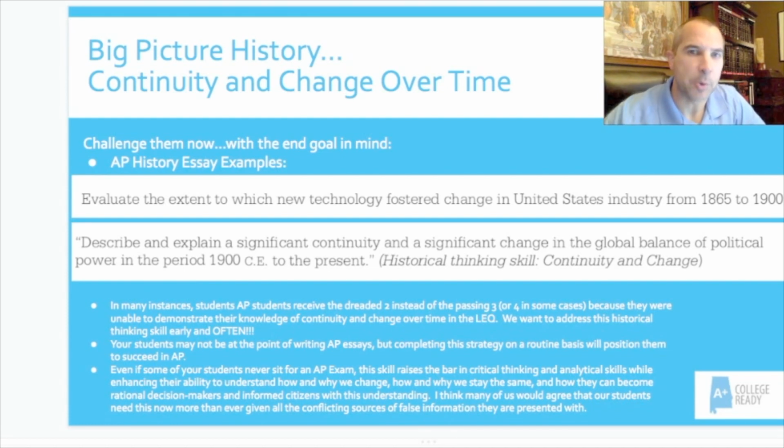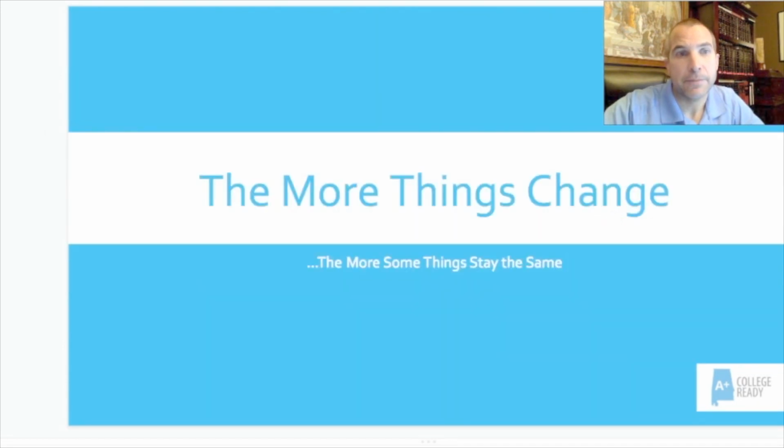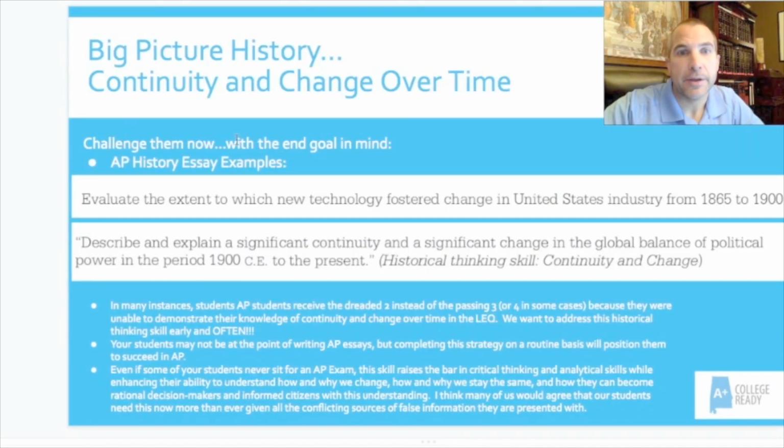Here are some examples of questions that we've seen from U.S. history. Evaluate the extent to which technology fostered change in United States industry from 1865 to 1900. The first thing that students should do is look at the time frame. Go ahead and find the bookends, so to speak: beginning with 1865, ending with 1900. So within that span of time, in this case 35 years, what are the trends that we see, in both continuities and changes?